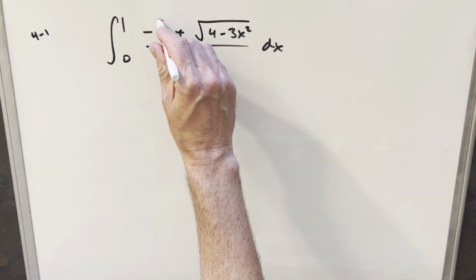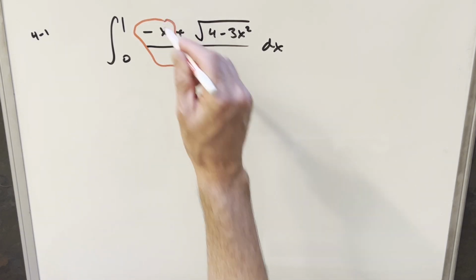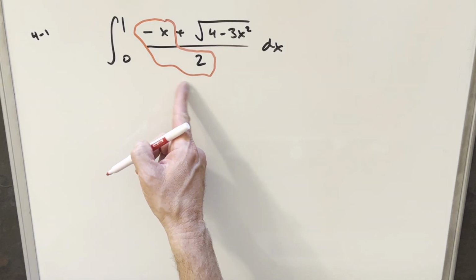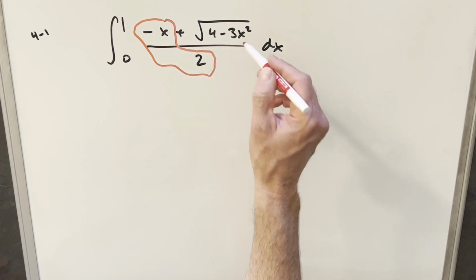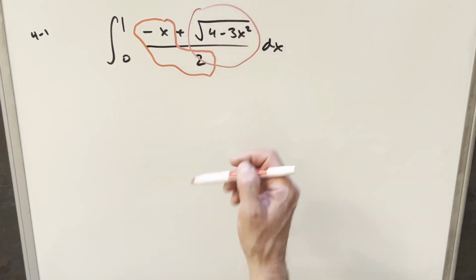And the interesting thing is, what is minus x over 2 doing here? I mean, we could split this into two integrals, and this is a very easy integral, but I just don't see what it adds to the problem. The integral is really all about this over here.